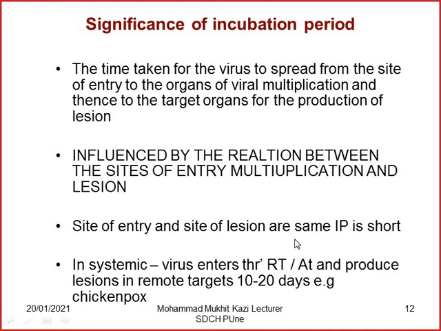If the site of entry and site of lesions are the same, the incubation period is short, because they do not have to travel much from the entry to the interested organ to form a lesion. That is why the incubation period is short. In systemic infections, the virus enters through the respiratory tract or elsewhere and produces lesions in remote targets, which takes longer time. For example, in chicken pox it is 10 to 20 days.